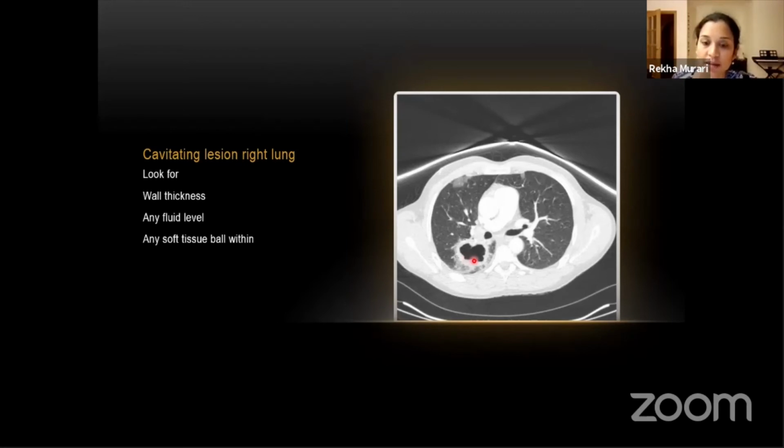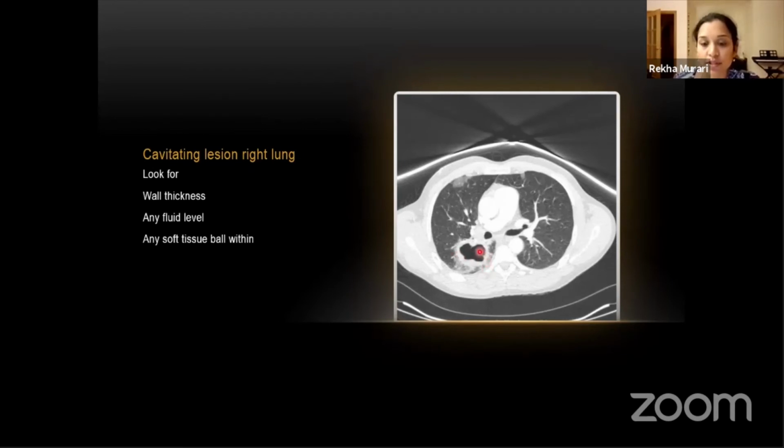So if it is a malignancy, then it'll have a thick wall to it, and if it's an abscess, it's generally thin-walled, but it always overlaps in the findings. And also look for any fluid levels within it, which is very important. That shows the active process happening, or is it chronic, long-standing?